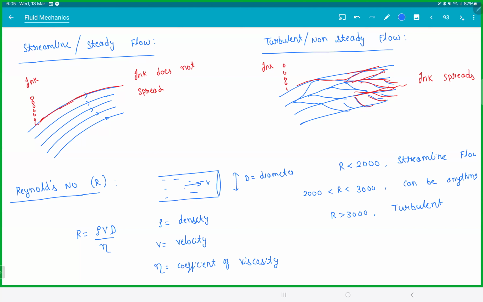So now you tell me, for a liquid to have a streamline flow, should it have high density or low density? High viscosity or low viscosity? The options are: high density high viscosity, low density low viscosity, high density low viscosity, low density high viscosity. For a liquid to have a streamlined flow, should the density and viscosity be high or low? What do you guys think?